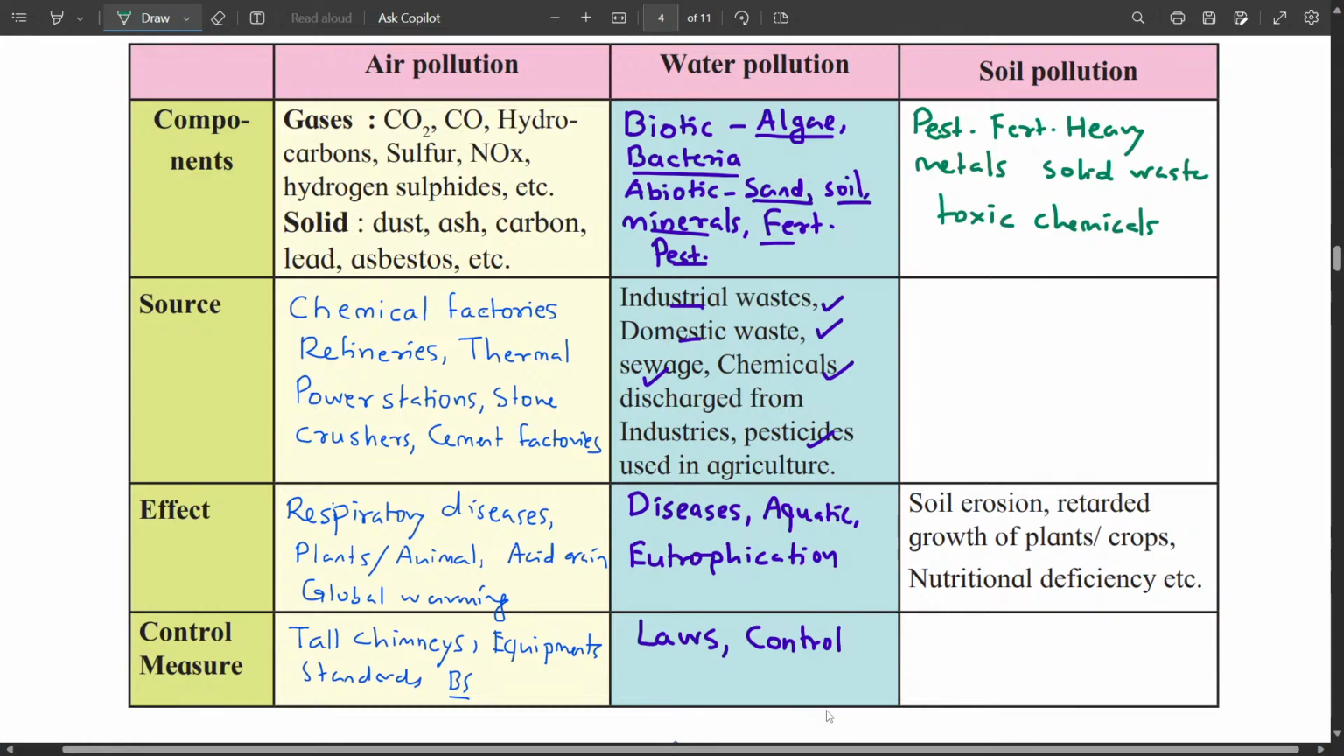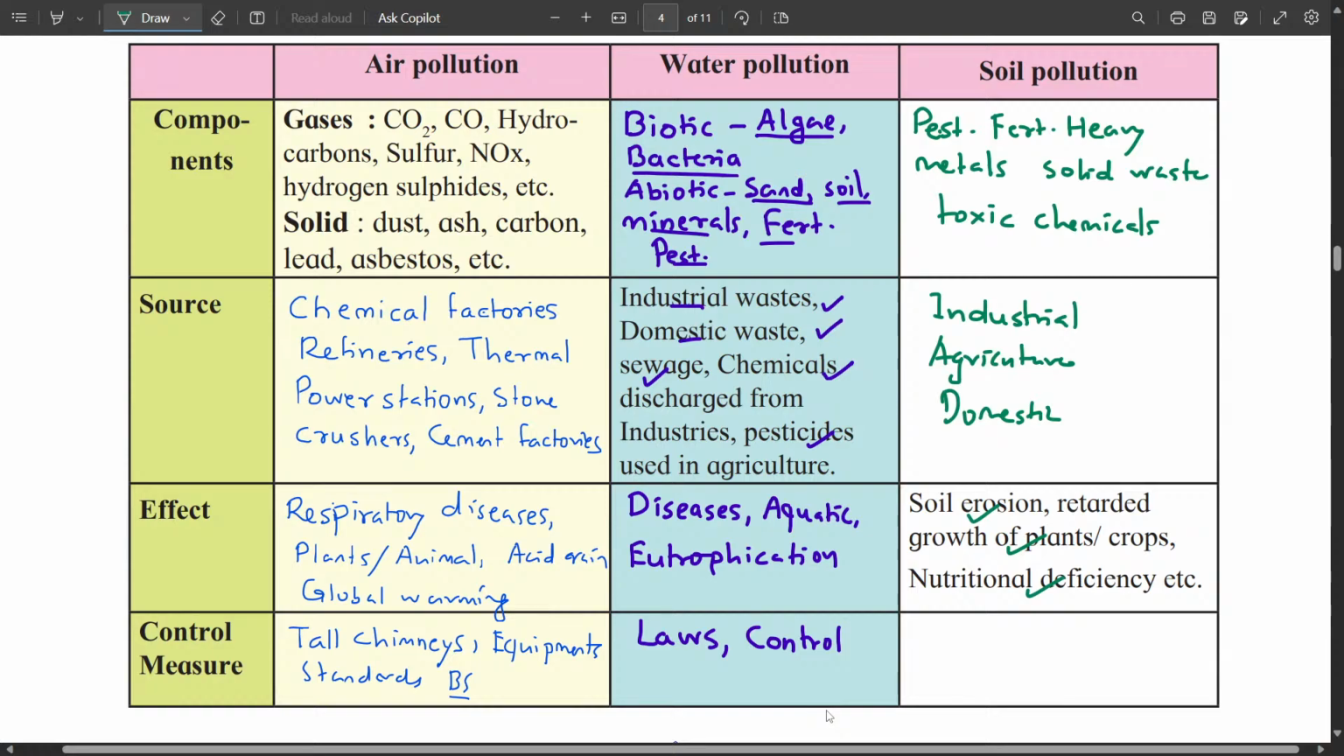What are the sources? Again, industrial sources which release solid waste on the ground. Agricultural sources like fertilizer and pesticide, and then domestic sources, that means the solid waste which is thrown on the ground, on the dumping grounds, it leaches into the soil and makes the soil polluted. Soil erosion, retarded growth of plants and crops, nutritional deficiency, they are the effects of soil pollution. If soil becomes salty, then crops cannot grow in such soil.